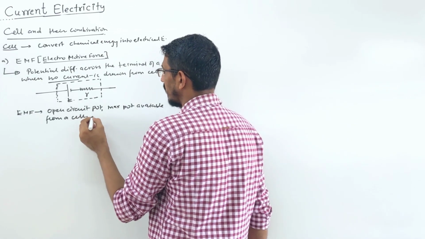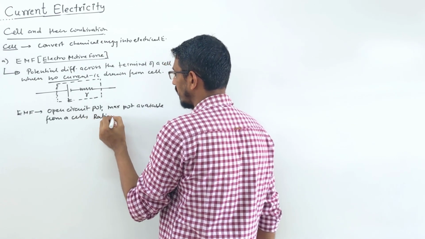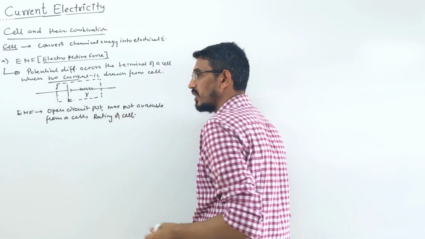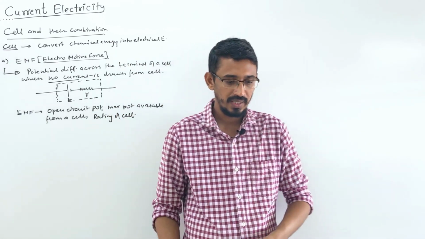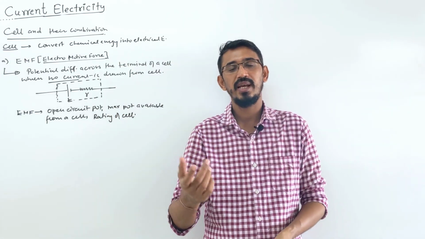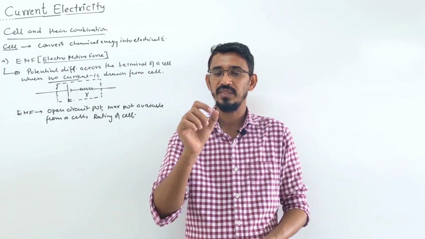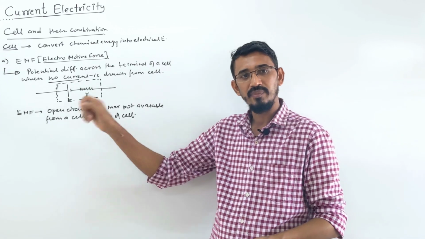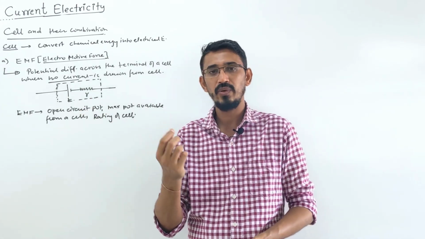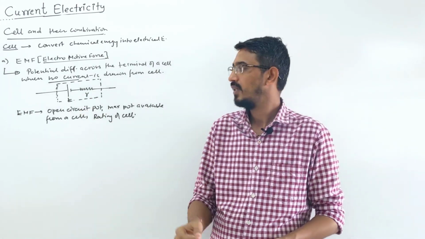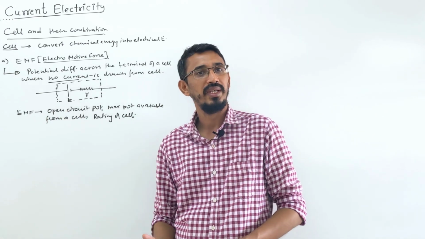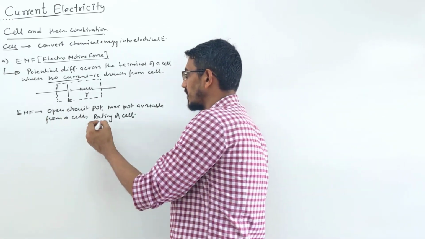Also you call it the rating of the cell. Suppose you buy a battery from the market, then something is written on the battery like this: a 2 volt battery, 2.5 volt battery, 1.5 volt battery. That is called the EMF of the battery. When you buy it brand new, what is the maximum potential you can get? That's your EMF only, right? So EMF is actually the rating of the cell, keep in mind.